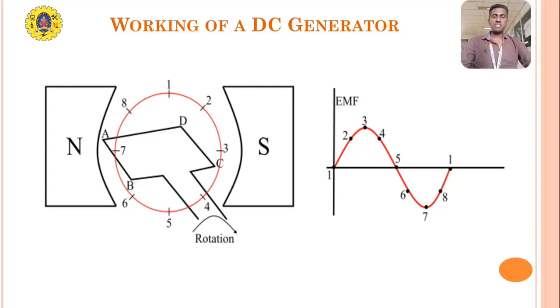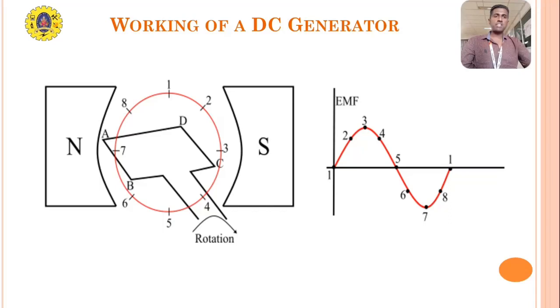As you can see here, this is the initial condition, and the direction of rotation is clockwise. Just consider the current is induced near the point 5. As it is rotating clockwise, the portion AB is going to be moving up, and the part DC is going to be moving down.